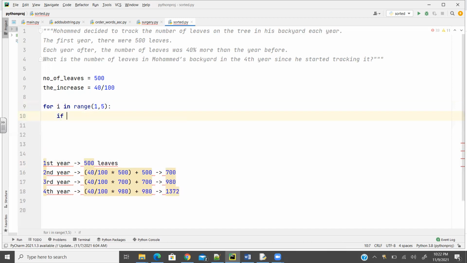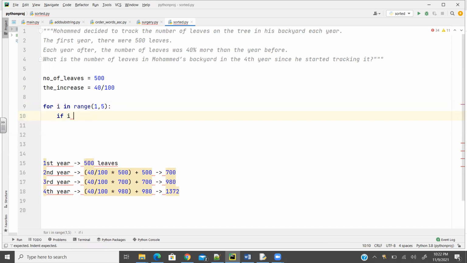if the i, for 1 is the 1st year. So i as 1 is the 1st year. Then i as 2 is the 2nd year. i as 3 is the 3rd year. i as 4 is the 4th year. So I'm not going to do anything when i is 1.